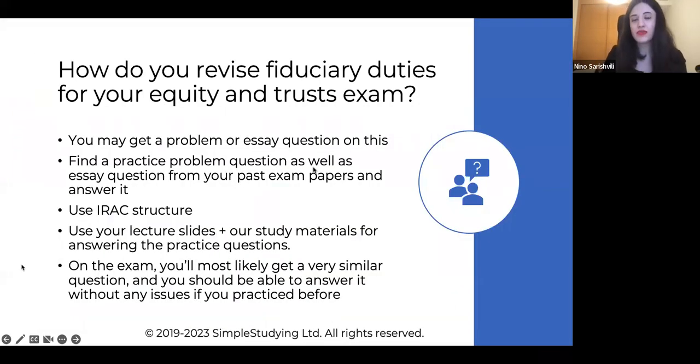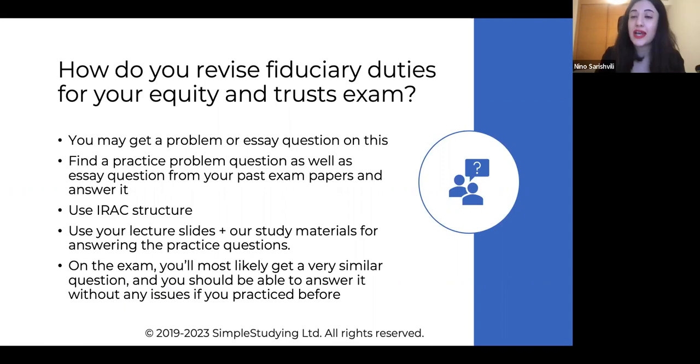So how do you revise fiduciary duties for your equity and trust exam? You may get a problem or essay question on this. It can be either. I've seen many problem questions as well as essay questions. So my best advice is to have a look at your past exam papers, get both a problem question and an essay question on fiduciary duties and answer them, both of them, using hierarchy structure.